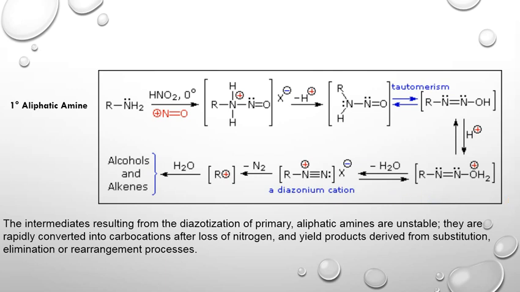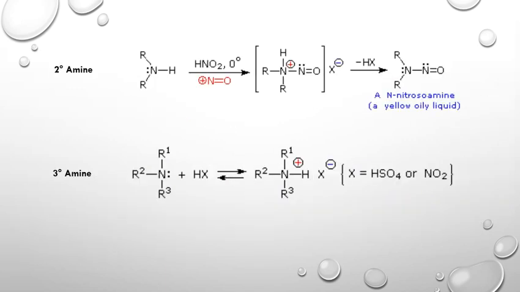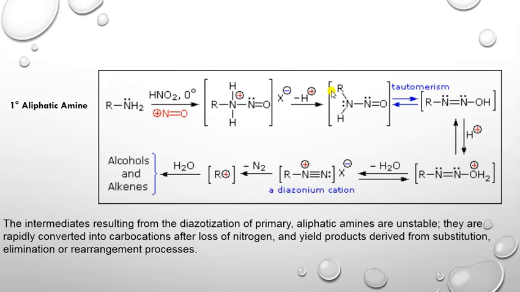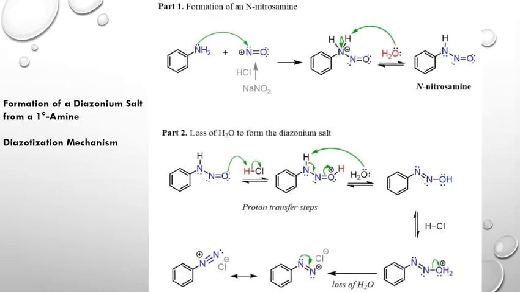Now let's see what happens if we use another type of amine. If you use secondary amines, we will get N-nitrosoamine, not diazonium salt, because look at the mechanism of the reaction. Look again at the mechanism of the reaction.